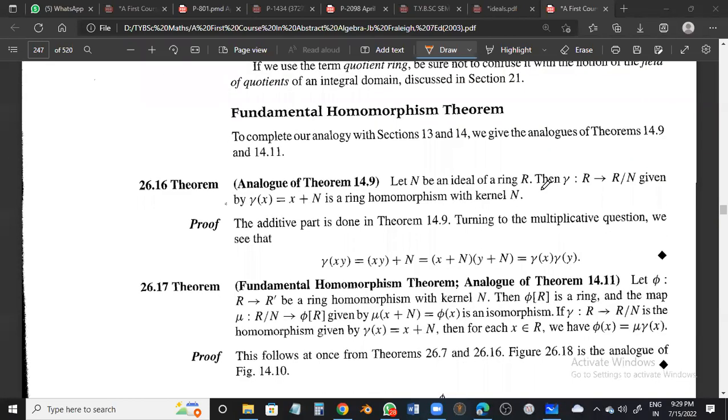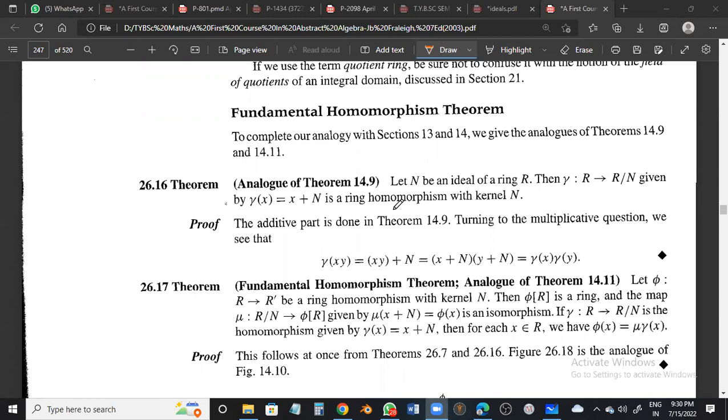Now, the fundamental homomorphism theorem. So now you are quite familiar with homomorphism, and you are familiar with cosets also. So I think now you have an idea. See, what this theorem says: let N be an ideal of a ring R, so R by N will be the quotient ring. R itself is a ring, and you define a map gamma from R to R by N. How? If you operate gamma on X, it becomes the coset X plus N. Then automatically it becomes a ring homomorphism with kernel N.